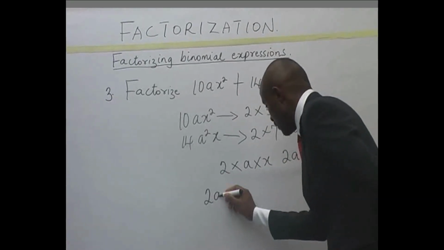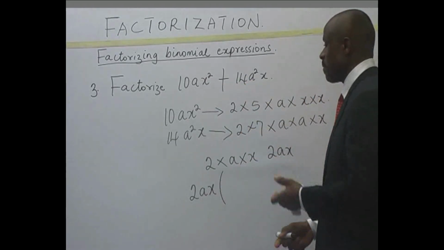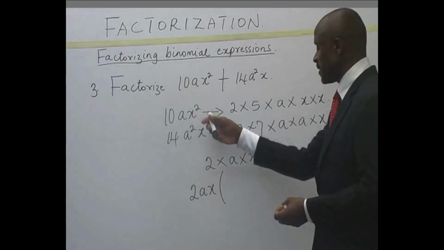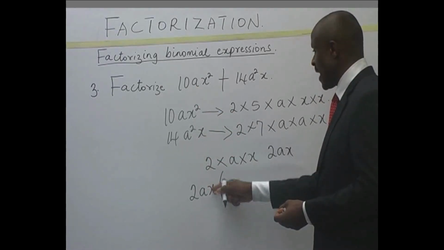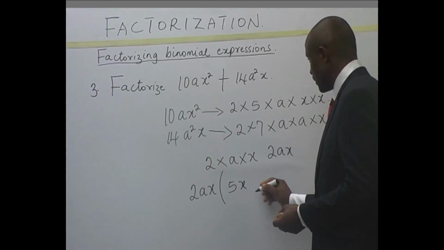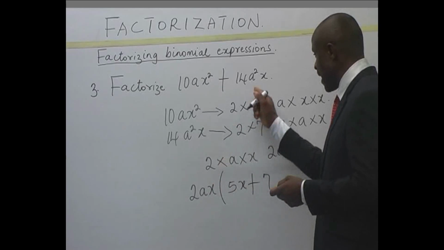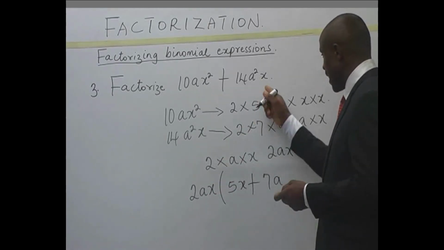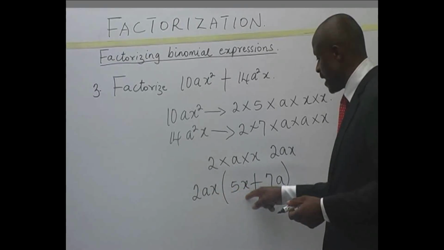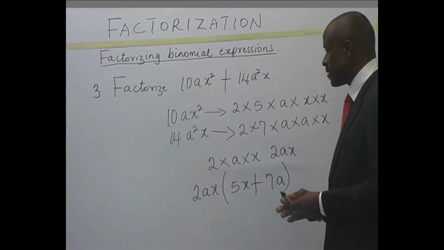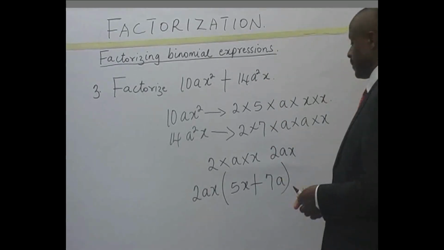Now this thing that you have in common, put it outside the bracket. 2ax. And begin to divide the terms with the common factor they have. 2 divides 10, we give you 5. A, we cancel a. X, we cancel only one x, you'll be left with x. Bring down the sign of plus. 2 divides 14, we leave you with 7. A divides a squared, we leave you with a. X divides x, it will go. That means 2ax into 5x plus 7a becomes the factorization of 10ax squared plus 14a squared x.